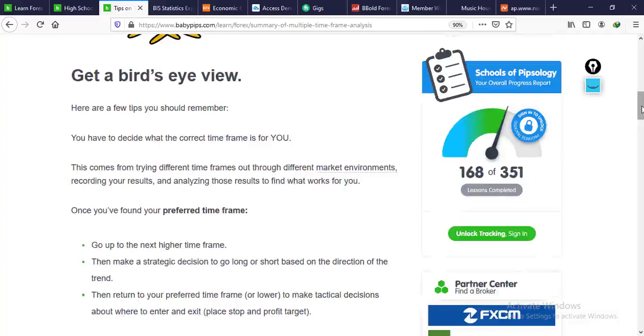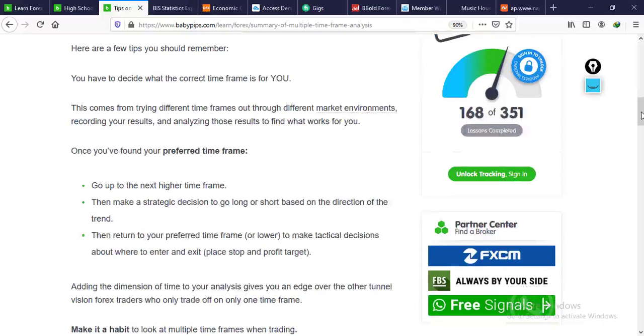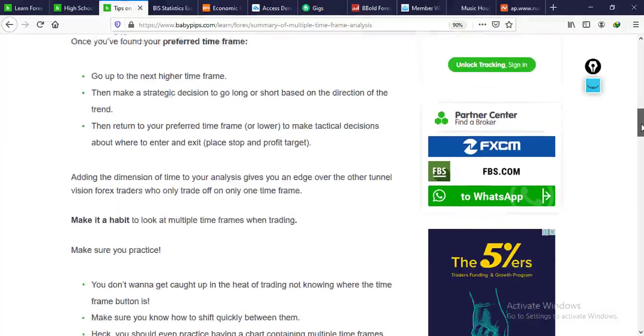This comes from trying different time frames and also knowing the different market environments, and then record your result, then analyze those results to find what works for you. Once you have found your preferred time frame, go up to the next higher time frame, then make a strategic decision to go long or short based on the direction of the trend. Then return to your preferred time frame or lower to make tactical decisions about where to enter and exit. Place your stop and profit target.